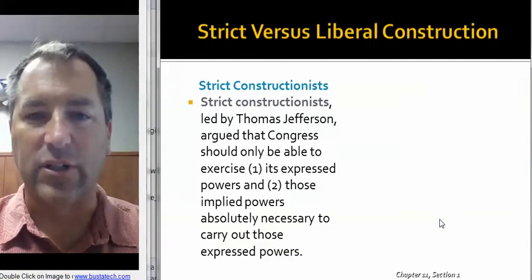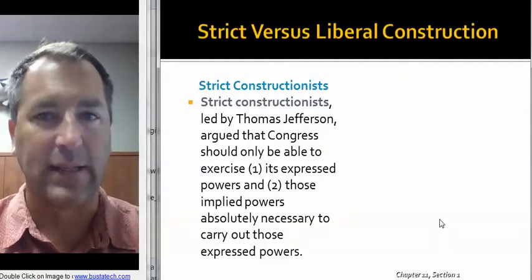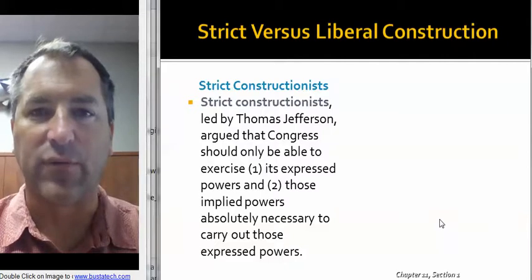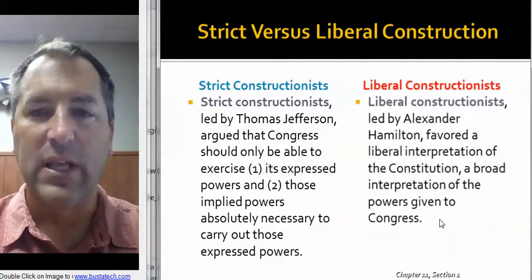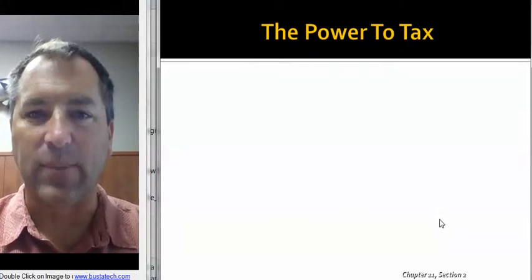Strict constructionists, historically, would like the Congress to stick strictly to what's written in the Constitution or very clearly implied, and not stretch it and give Congress more power to influence more areas of our life. On the other hand, liberal constructionists wanted to see America's Congress get more and more power and to stretch what was talked about in the Constitution.